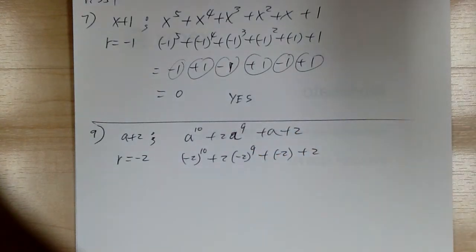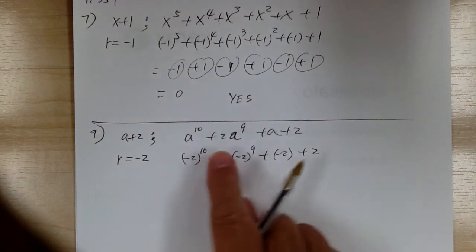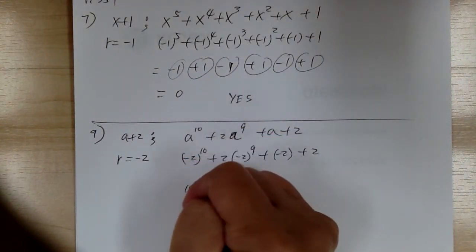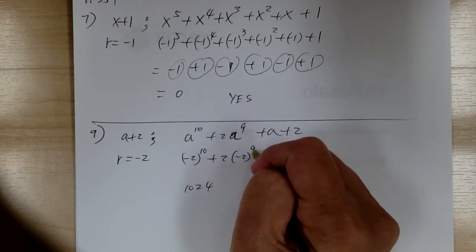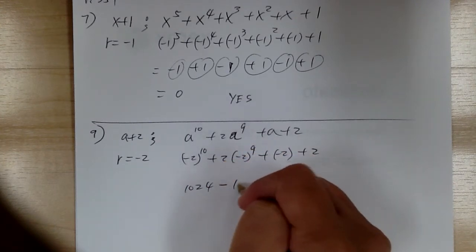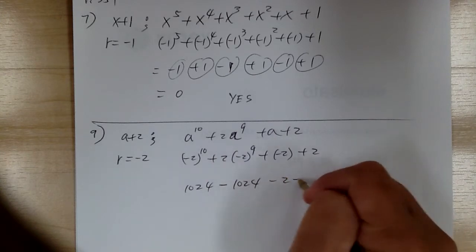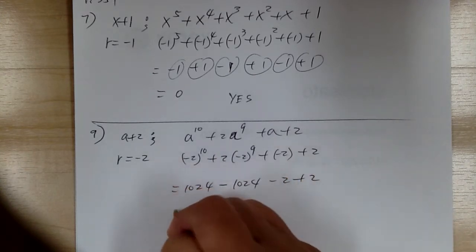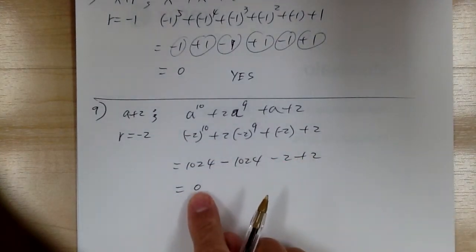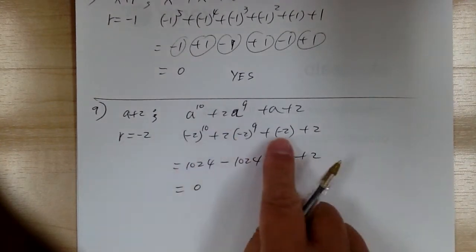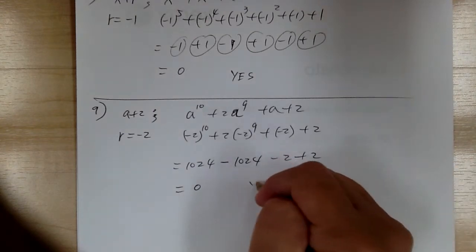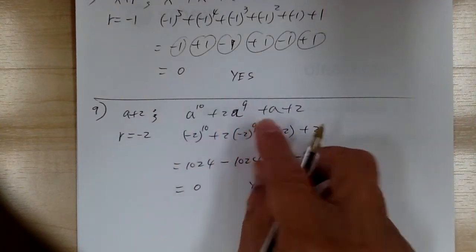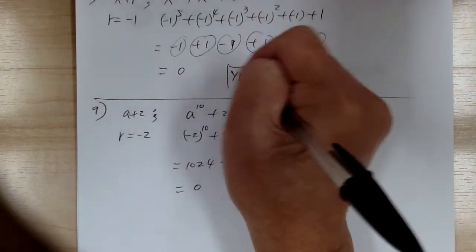If you work it out, this will equal 1024, and this will be negative 512 times 2, which gives you -1024. Minus 2 plus 2. So this will equal 0. Again, if the substitution equals 0, the remainder is 0, which means yes, it will divide exactly. That means this is a factor of this.